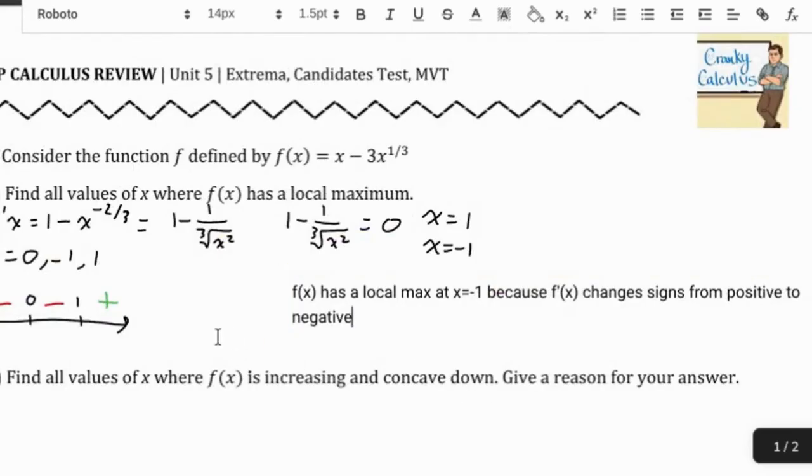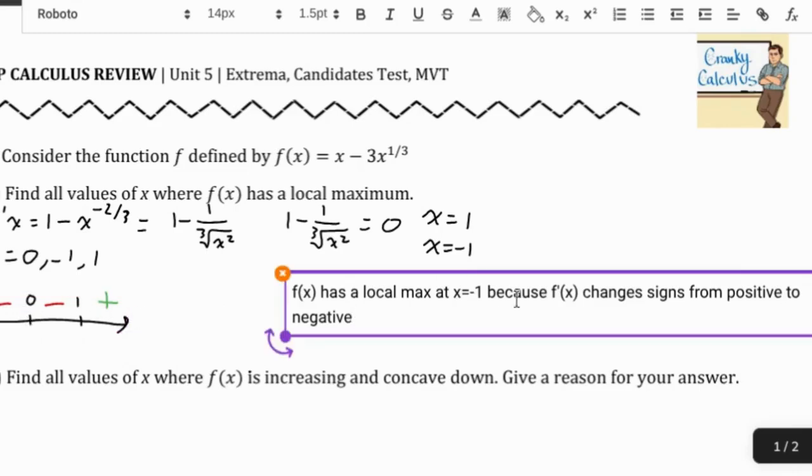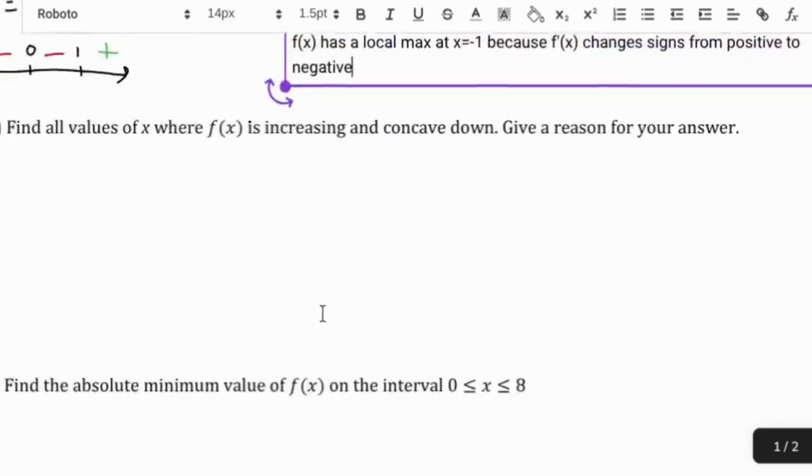And remember, the sign chart that we drew here, this is actually not a justification. This is just to help you write out your work and think through the problem. You cannot use it as a justification. You have to say that f prime of x changes signs from positive to negative. And you have to include the positive to negative part too. You cannot just say it changes signs. You have to include that. So that's part A done. Let's move on to part B.